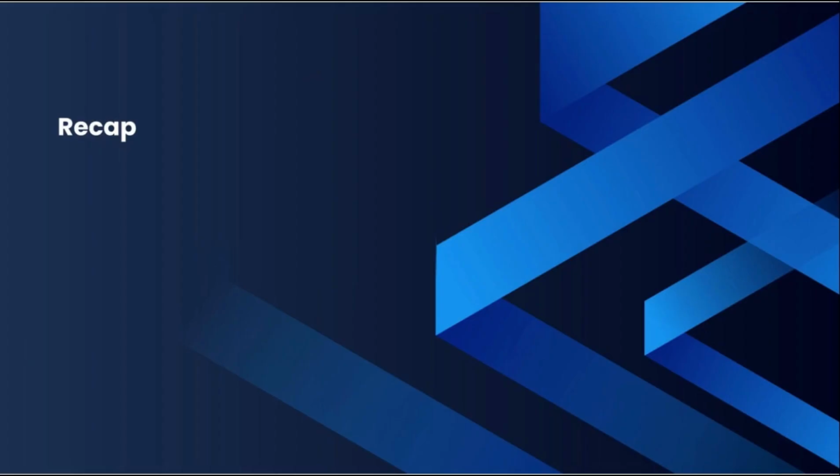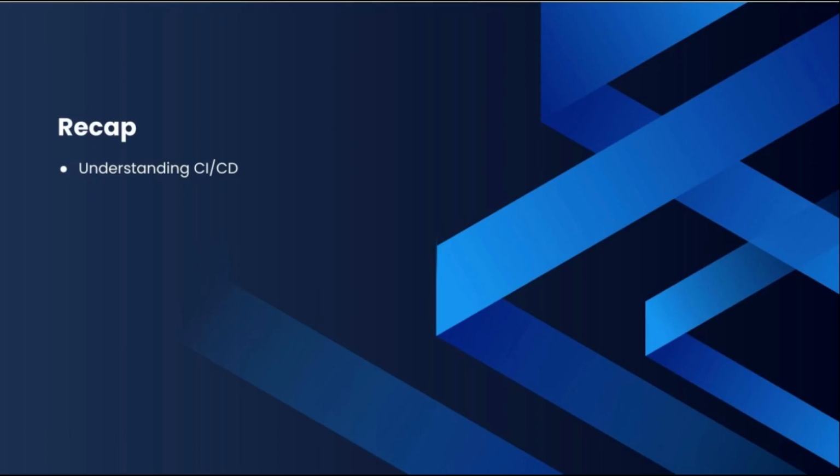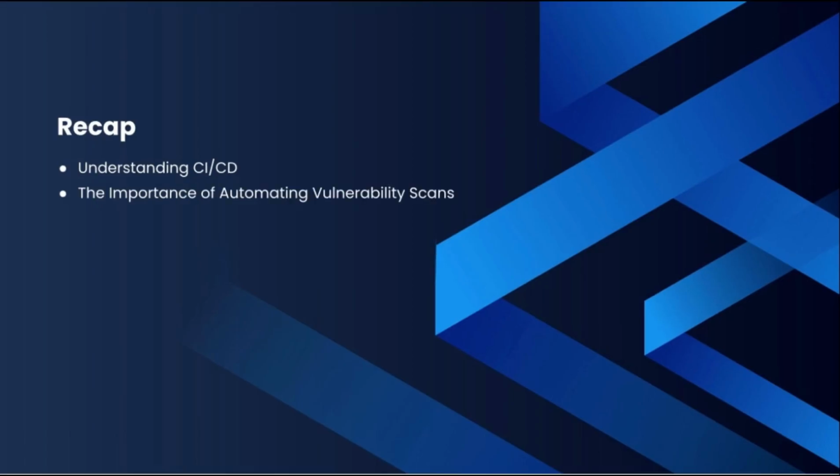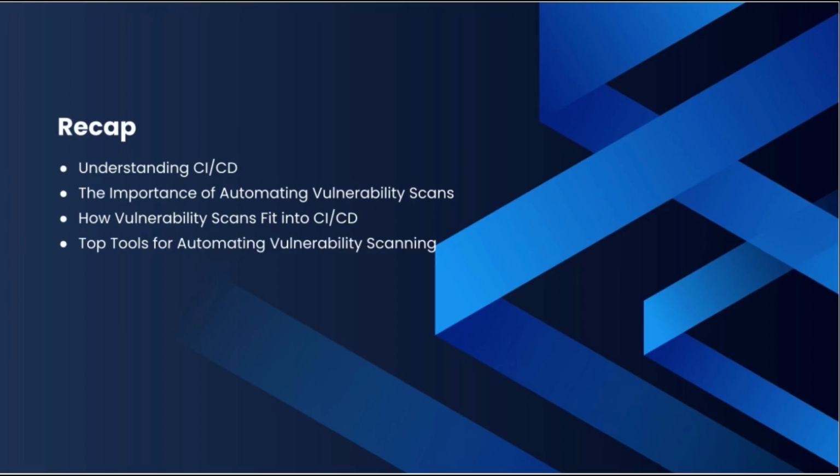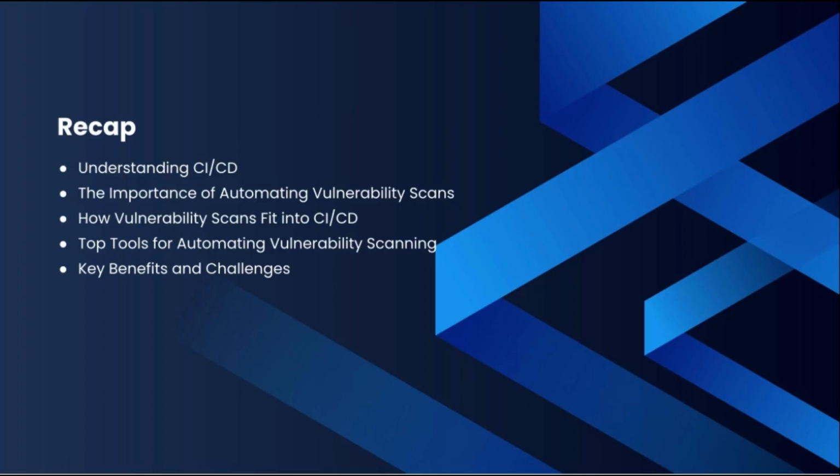Let's recap what we've covered. We explained what CI/CD is and how it streamlines development. We discussed why automating vulnerability scans is essential for security. We explored where scans fit into the CI/CD pipeline and the different types of security tests. We introduced popular security tools like SonarQube, OWASP ZAP, Trivy, Snyk, and Nexus IQ. We looked at the benefits and challenges of automating security scans.